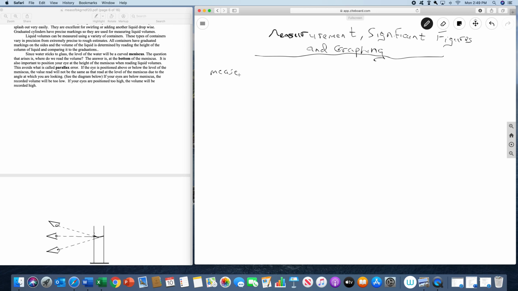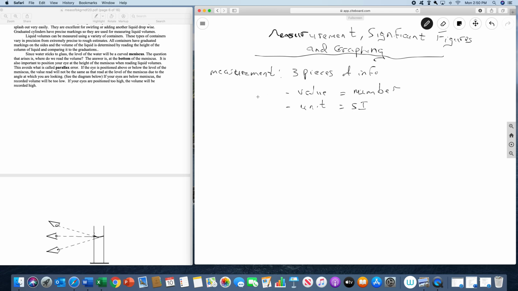Not all, but most measurements have three pieces of information. And two of them I'm not really going to spend much time on. There's the value, which is the number. So, 17. There's the unit, and here we use the SI units.